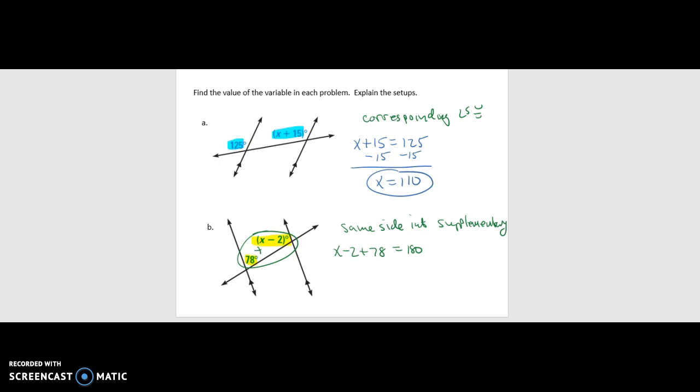Now, I look here. These are on the same side of the equal sign, so I'm going to combine them as they are. So x plus 76 equals 180. That's because negative 2 plus 78 is 76. Now I'm going to go ahead and subtract 76, and x is equal to 104. Okay?